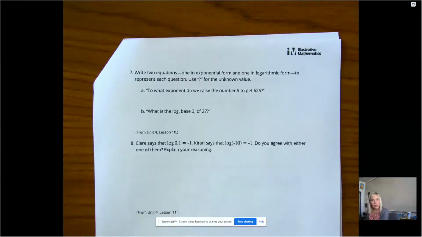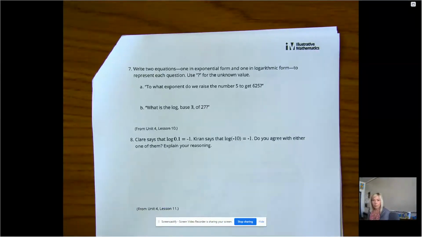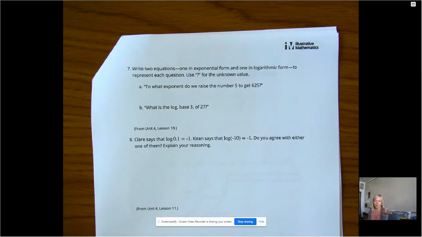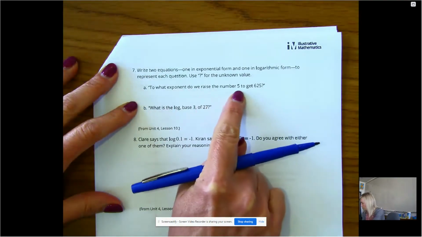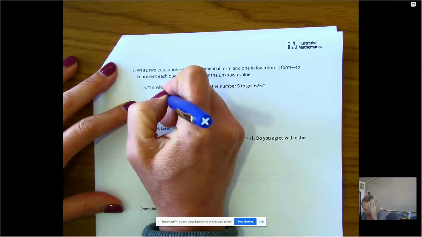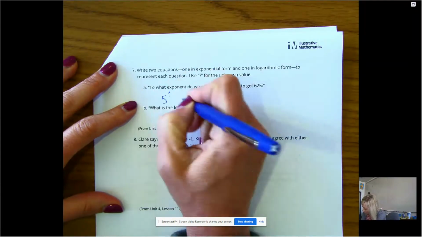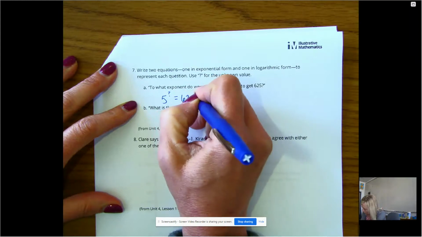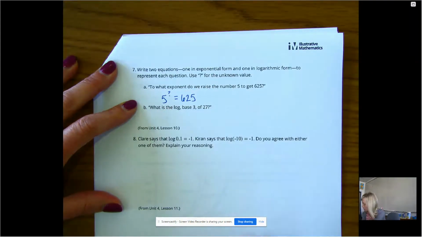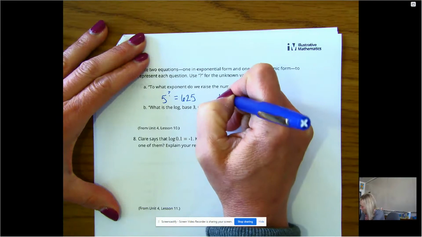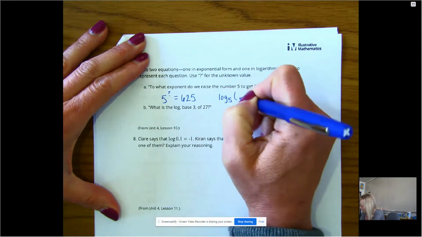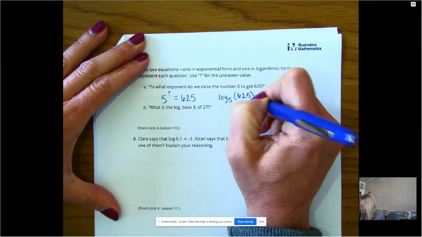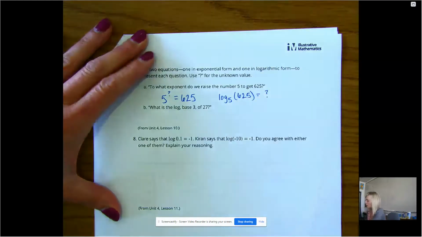Number 7, write two equations, one in exponential form and one in logarithmic form, to represent each question. Use a question mark for the unknown value. We did problems like this in class the other day. So to what exponent do we raise the number 5 to get 625? So we're going to raise the number 5 to an unknown exponent and get 625. So that's in exponential form. In logarithmic form, the base is 5, just like the base of the exponent. But now it's log base 5 of 625 equals question mark, because the answer to a log is the exponent.